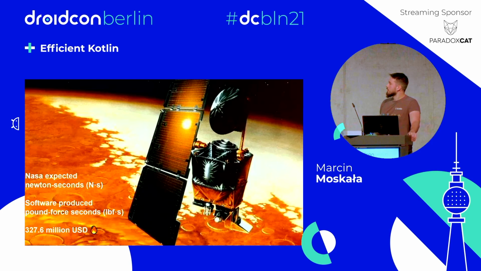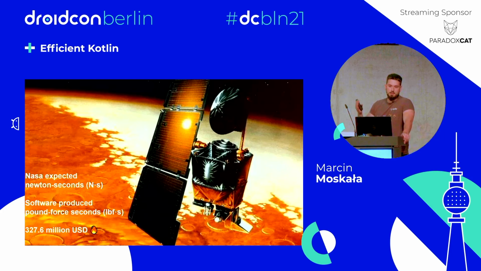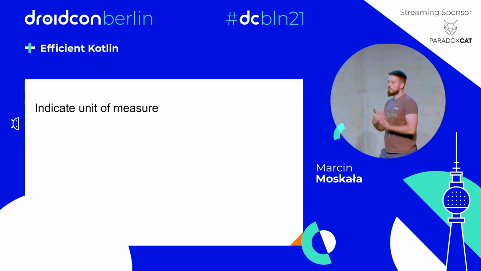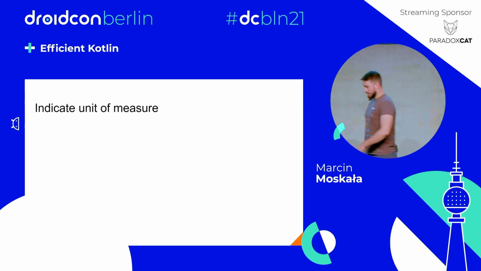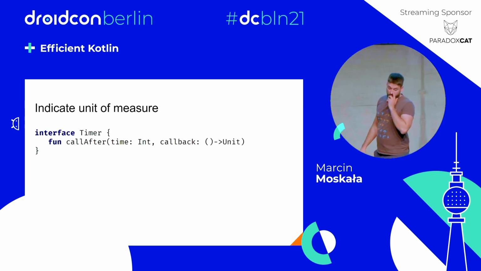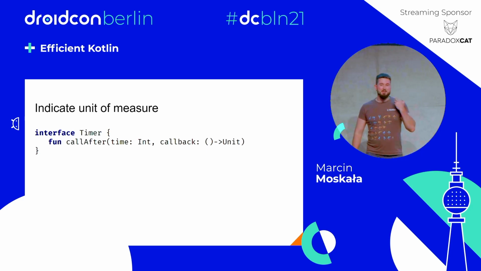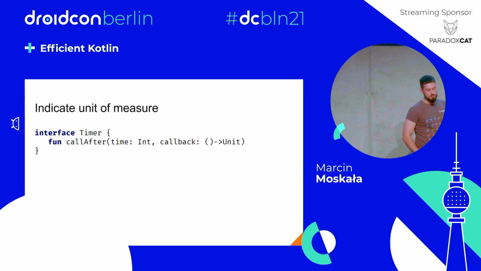And this kind of problem is one of the problems we are dealing with nearly every day, as we are still dealing with many units of measure in our applications. And we often need to indicate those units of measure. Imagine the following timer where we set the time. It is very easy to incorrectly understand what this time means.